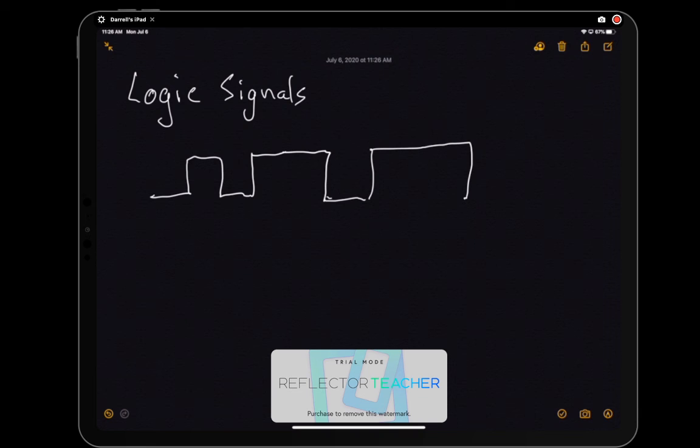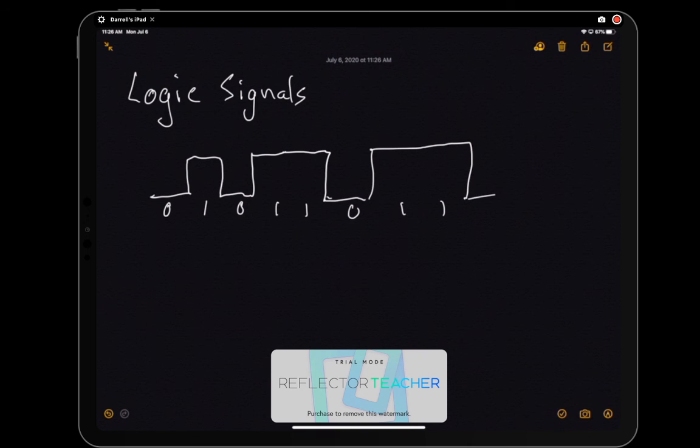So let's say this is our signal here. This is a 0, a 1, a 0. This is 2 ones in a row, a 0, and then this is 2 more ones in a row. As you can see here, we have 8 bits in binary.